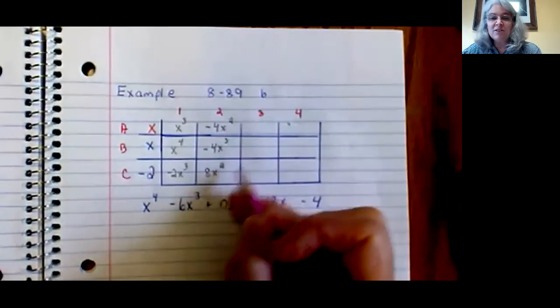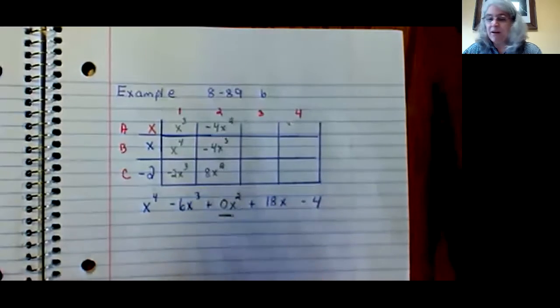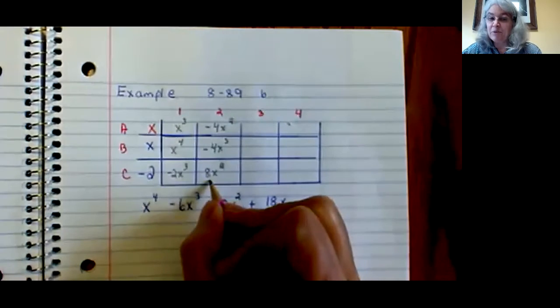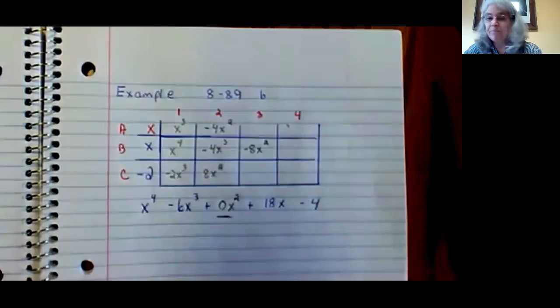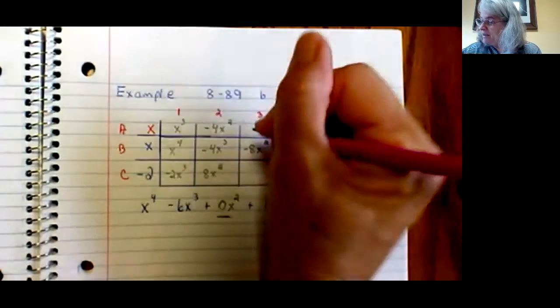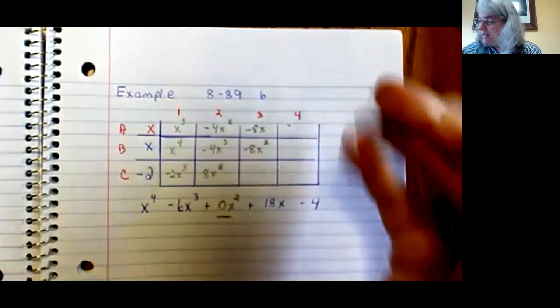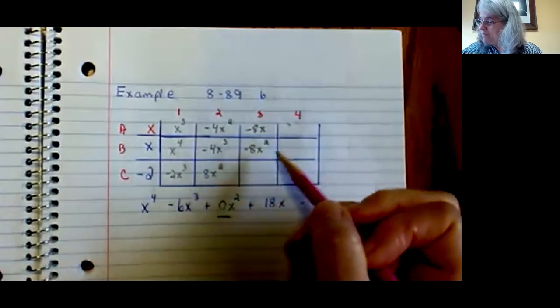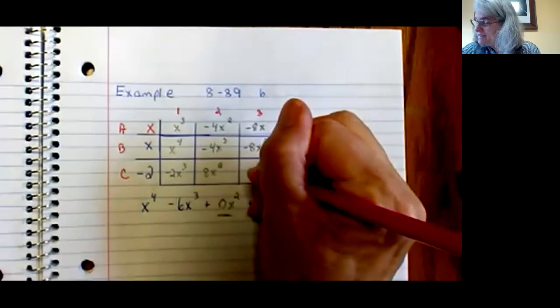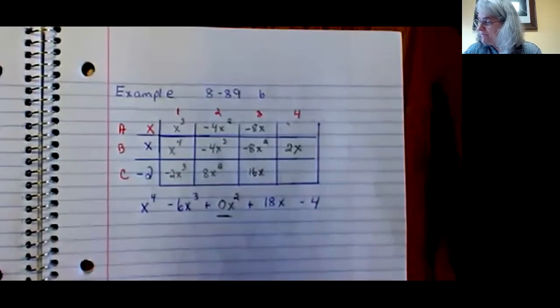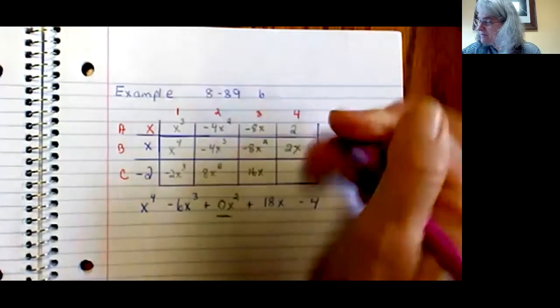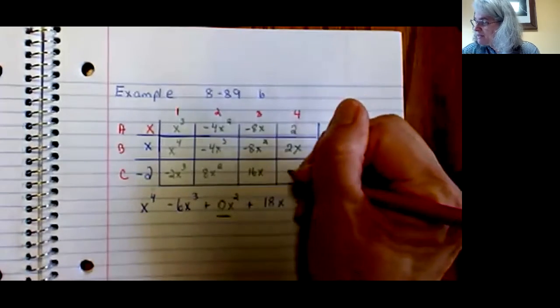Here's where it's good to throw this extra column in here. We have 0x squares. We have 8x squares in our boxes, so we need to get rid of all of them. So we go minus 8x squared. Well, x times minus 8x is going to be minus 8x squared. So minus 8x times minus 2 is 16x. Okay, we only want 18x, we got to add 2 more. Up here we times it by 2. And 2 times minus 2 is minus 4.